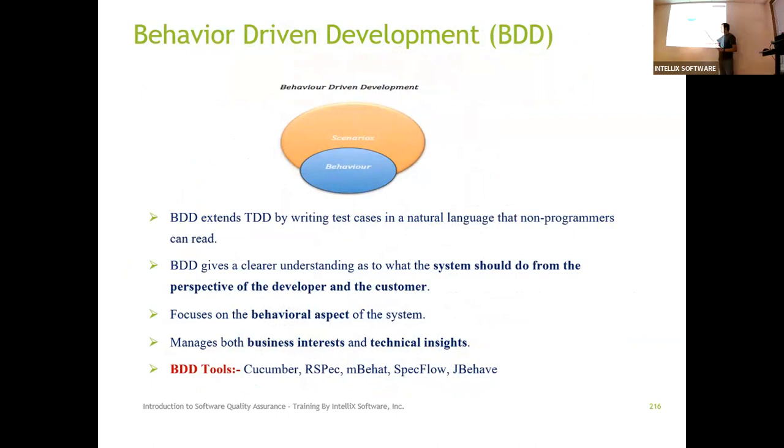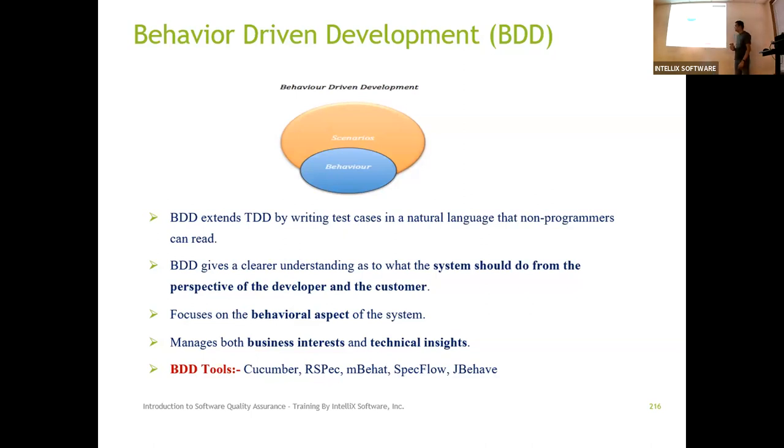What should the system do from the perspective of the developer and the customer, kind of like what is our expected outcome, but it is focused on the business domain rather than software design and so forth. Mainly the behavioral aspect of the system. Okay, that's the business domain.